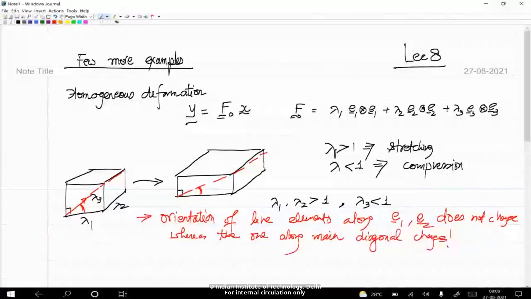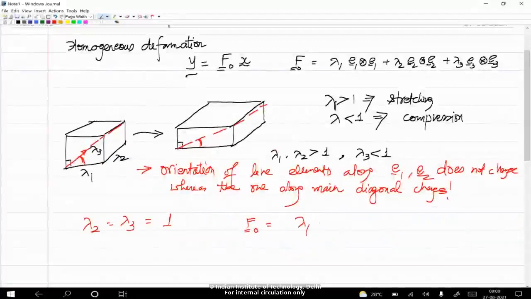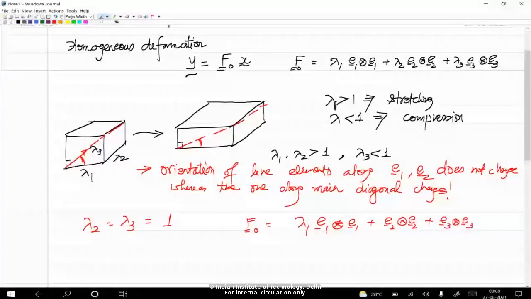Now let's further specialize this deformation and say that lambda 2 is equal to lambda 3 is equal to 1. In that case, your F is simply lambda 1 times E1 tensor product E1 plus E2 tensor product E2 plus E3 tensor product E3. This you can write in a slightly different way as follows: the summation over i of Ei tensor product Ei plus lambda 1 minus 1 of E1 tensor product E1. I hope you agree with me.